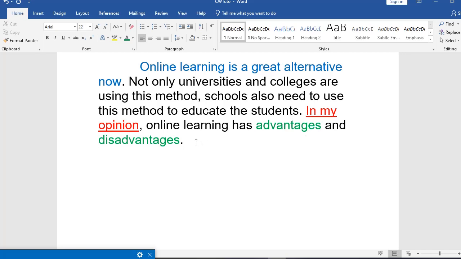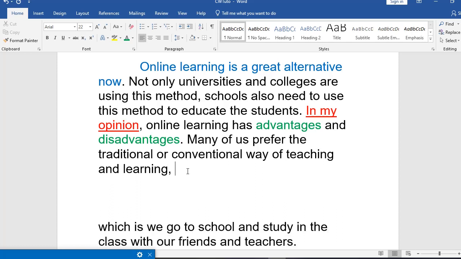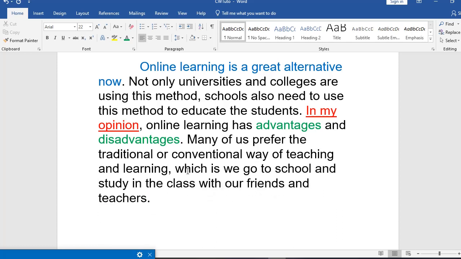Okay, next, what else that you can say about your opinion on this? So, this is my opinion. Many of us prefer the traditional or conventional way of teaching and learning. So, what does it mean? Explain. What is the meaning of traditional and conventional way of teaching and learning? Okay, we go to school and study in the class with our friends and teachers. Okay, so this is the conventional way of learning. Cara yang biasa, cara lama kita belajar pergi sekolah. Okay, cara baru buat online. Then explain further. However, we have no choice now. Dah tak ada pilihan. Kalau pergi sekolah nanti takut kena COVID. So, we have no choice now. So, what is your choice?